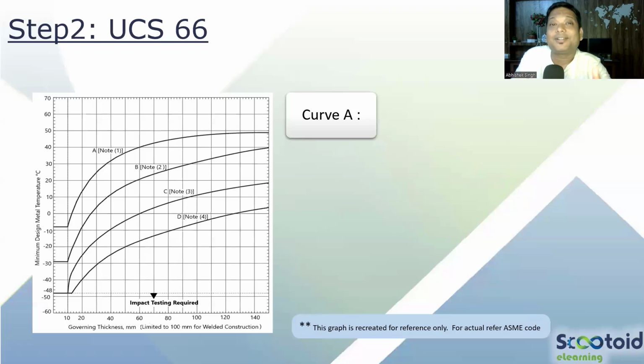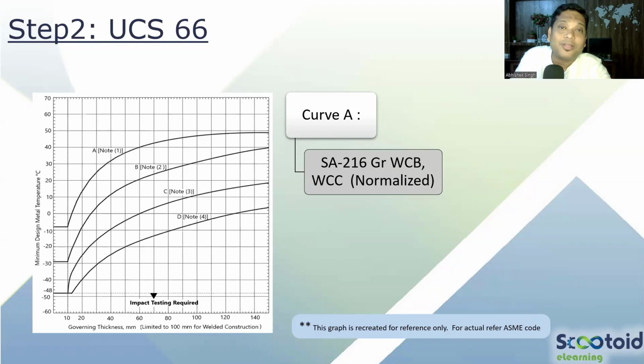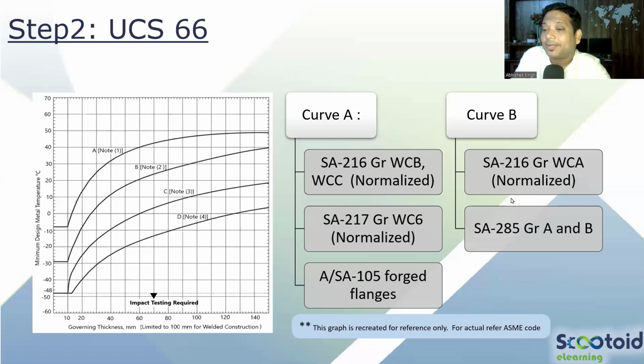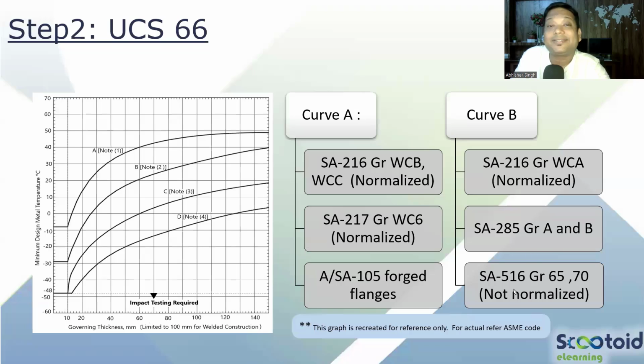So we'll go to UCS 66 and there you will find the curves which are mentioned. Okay, the curves which we spoke of earlier, curve A, curve B, curve C, curve D. So you'll find the definition of all the curves, like which material falls into which curve, here. Okay. So curve A, 216, the fittings which are normalized. Okay. 105, forged condition. Okay. If it is 105 normalized, then it will go to curve B. Okay. So curve B, 216 normalized, okay. Grade WCA, then 285, and then 516 if it is not normalized. Okay. So you can see the different curves here, A, B, C, and D.